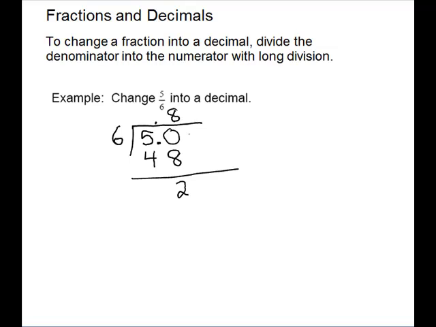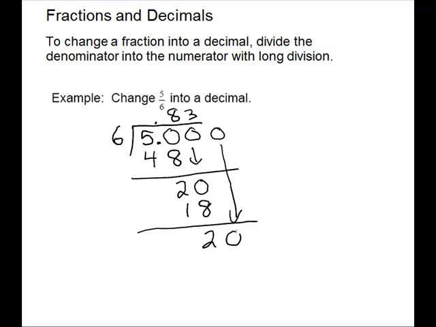Subtract. We can add another 0 and bring down. 6 into 20 will go 3 times. Multiply back, 3 times 6 is 18. Subtract, add another 0 and bring down. 6 into 20. This is going to go 3 times. 3 times 6 is 18. And we're going to start to realize here that every time we're going to get a remainder of 2. So we're going to continue getting this 3 up here. This one is called a repeating decimal.